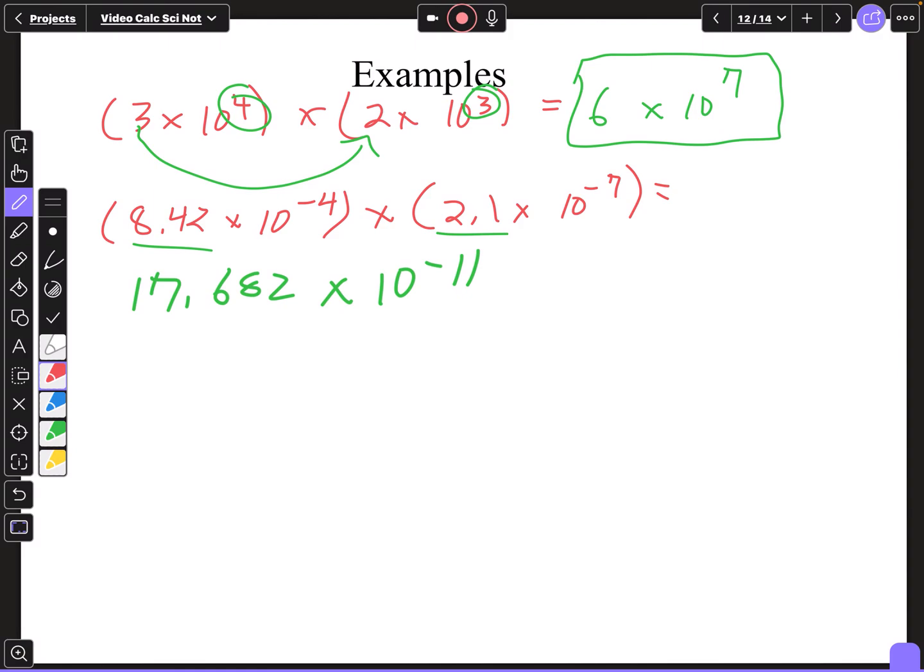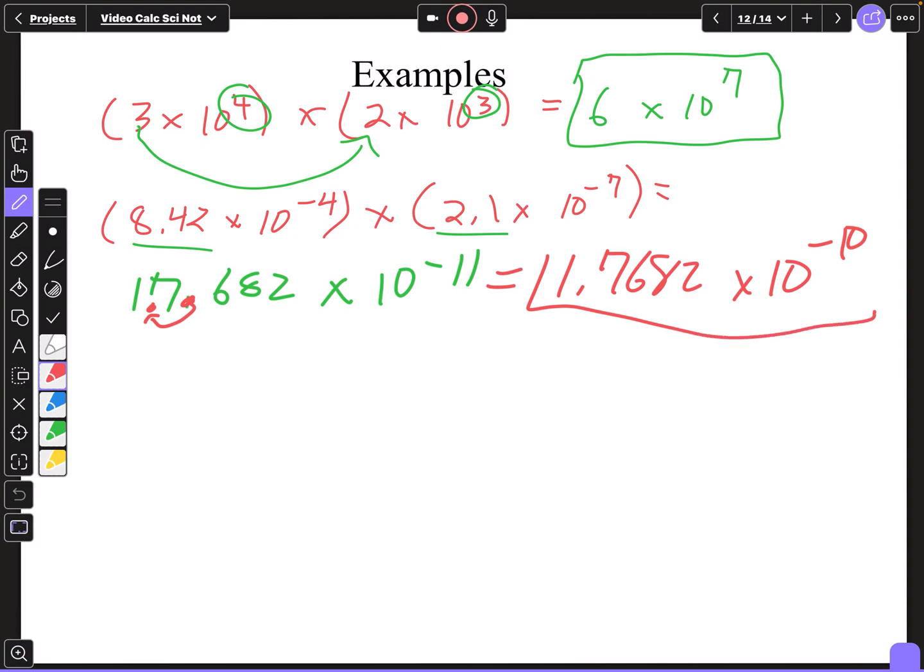I can do this by moving the decimal 1 place to the left. I move it 1 positive place and it becomes 1.7682. And since I moved it to the left, that's 1 positive place, that's 1. Then I'd add that to the negative 11. Positive 1 plus negative 11 equals negative 10. That would be my correct answer.